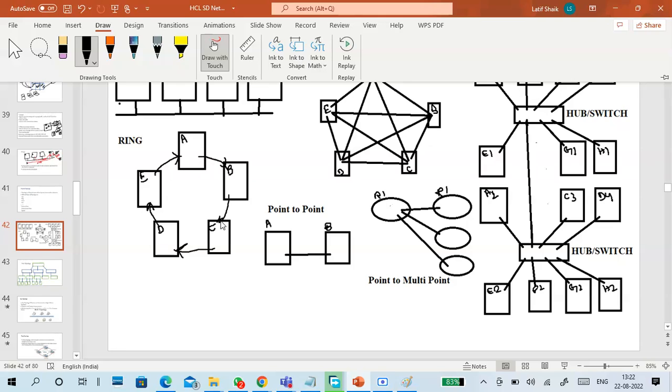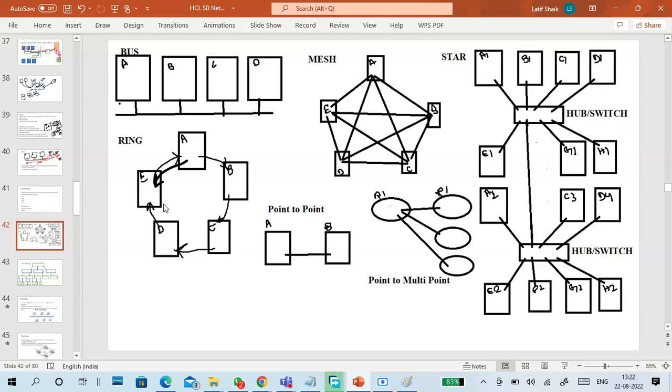So to avoid these delays, what they did is put A to E, E to D, D to C, C to B, B to A communication also defined, both ways. Clockwise, anti-clockwise. So the algorithm will decide, for A to D communication, which is the easiest path.